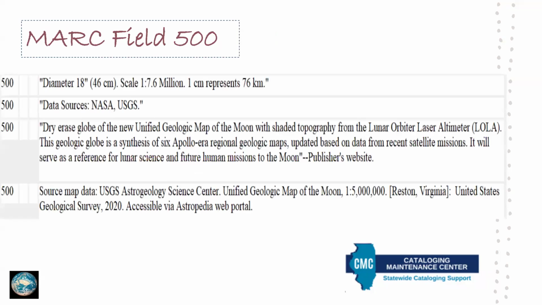500s. 500s are worth mentioning, although of course they're not really cartography specific, but you're often going to find quite a few of them in maps or globes. And this is an example from the globe that we will look at later. And you can see that there are several, everything from the data sources to the diameter is recorded in just a general note here.